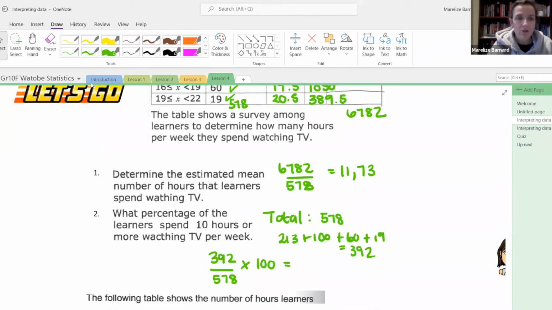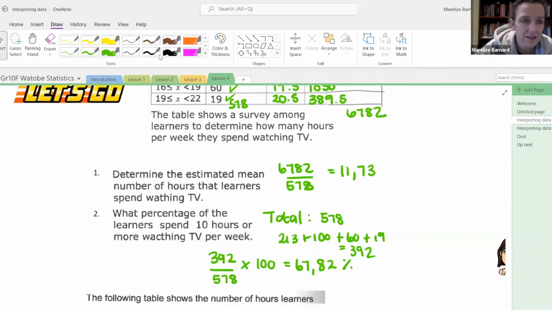Liahluma, other way around. Okay. All right. Let's see. 392 divided by 578. And that is 67.82%. Okay.